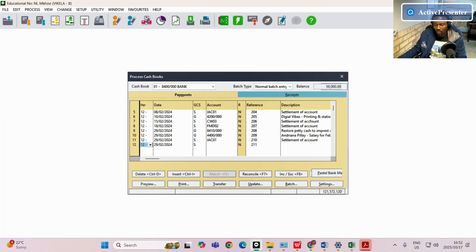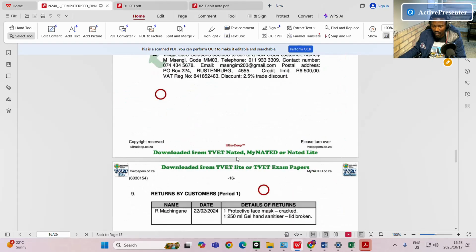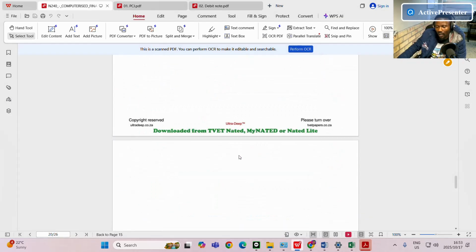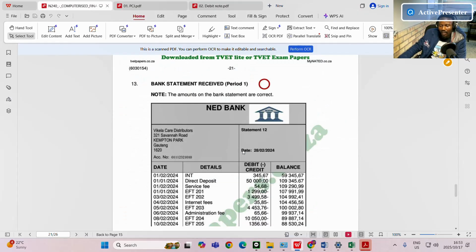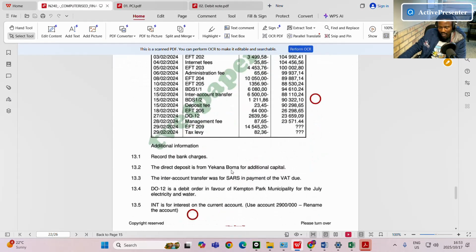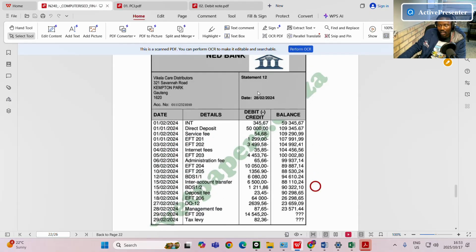So now what we need to check is the bank statement. We're going to be checking for anything that's a payment that has not been recorded in our cash book as yet, which is our CPJ. It says record bank charges.